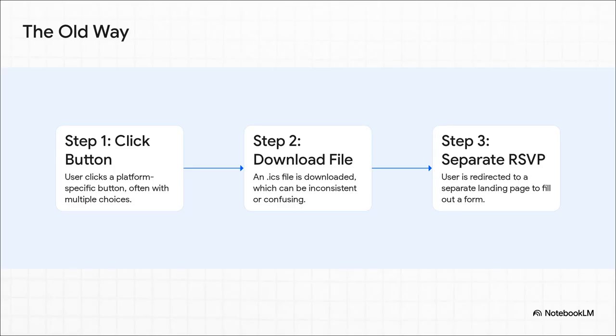It's a workflow that, when you really pull it apart, is fundamentally broken. Okay, let's walk through this old way, this frustrating journey we've all been on. You click the button, then you're hit with a list of different calendar options. You download this weird little .ics file. Then you have to manually import it, and after all of that, you're still kicked over to a totally separate form to actually RSVP. It's just a high-friction mess that loses people at every single step.